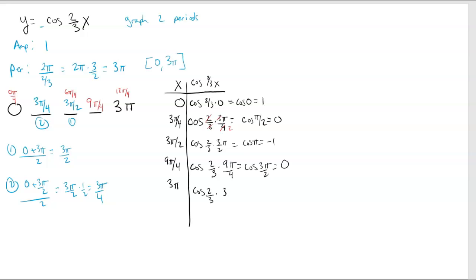Cosine of 2/3 times 3 pi, again the 3's are going to cancel. So this is the same thing as just 2 pi, which is 1. So that's really important. Your x's, when you plug them in to your original equation, you will always get quadrantal angles. If you don't, then you know that these numbers that you found were wrong. Okay, at least for your first period. As you go, your quadrantal angles would be as if they're coterminal angles.